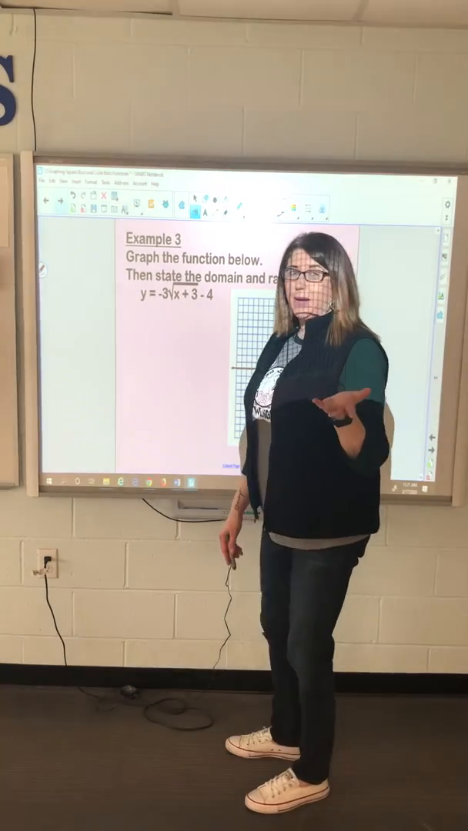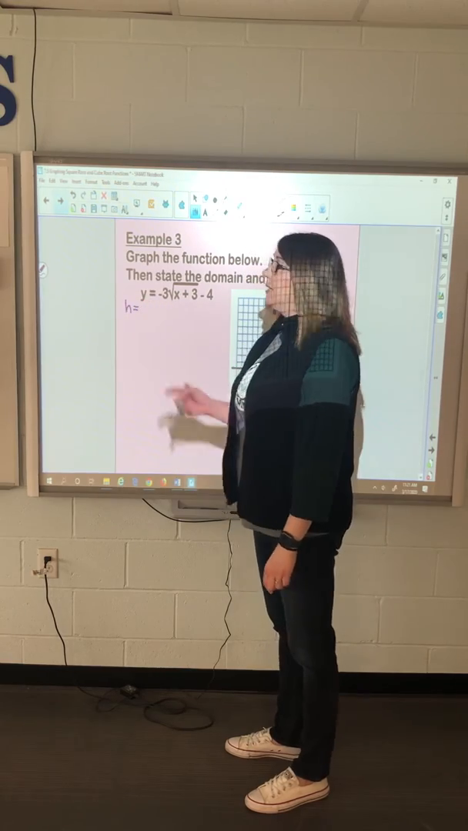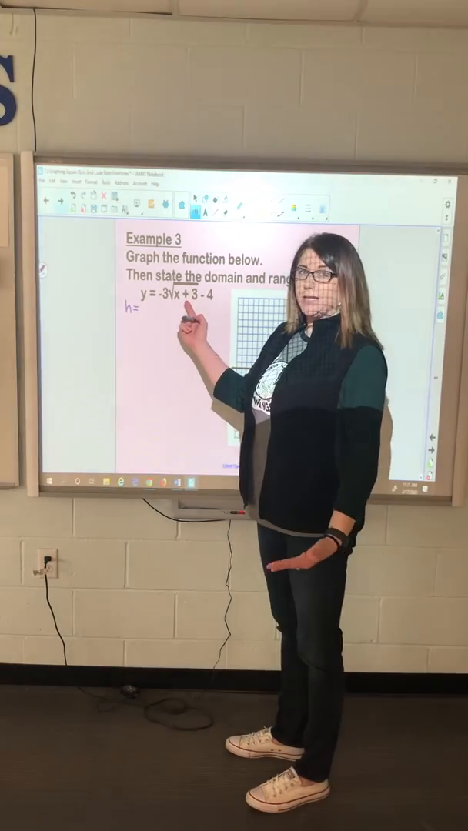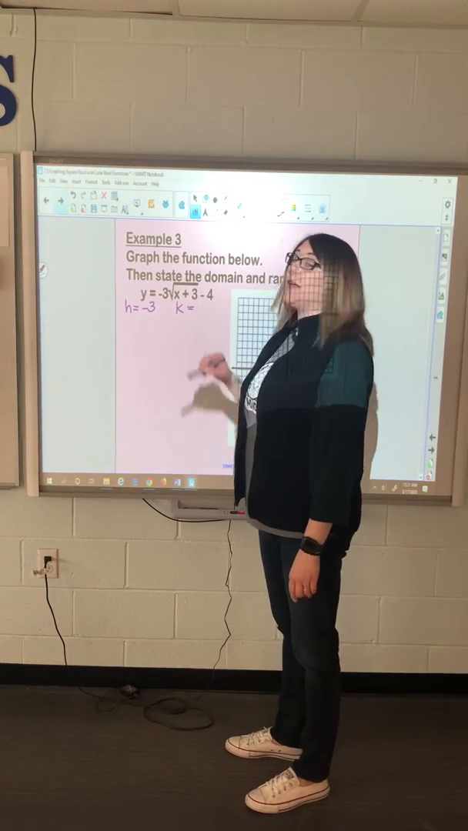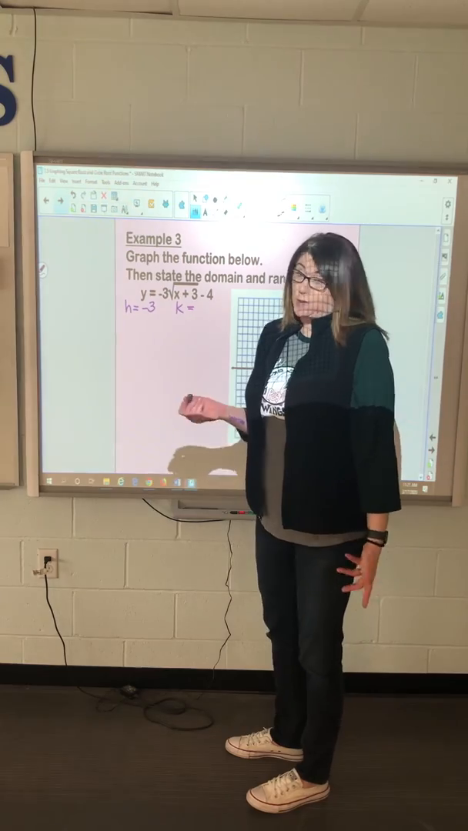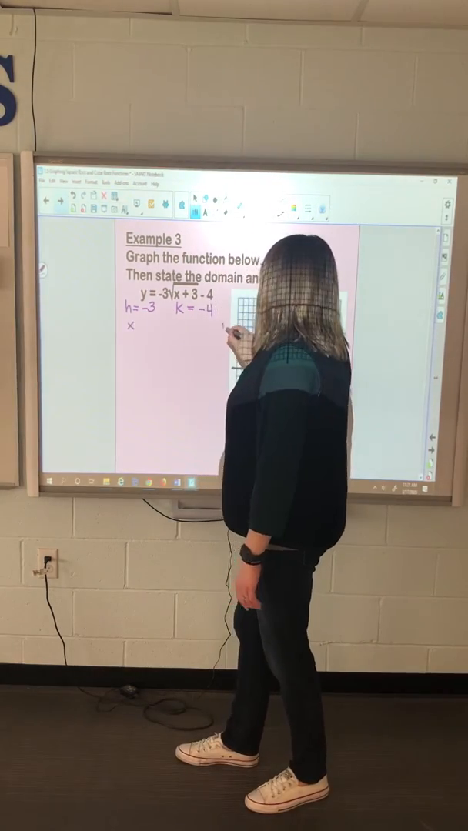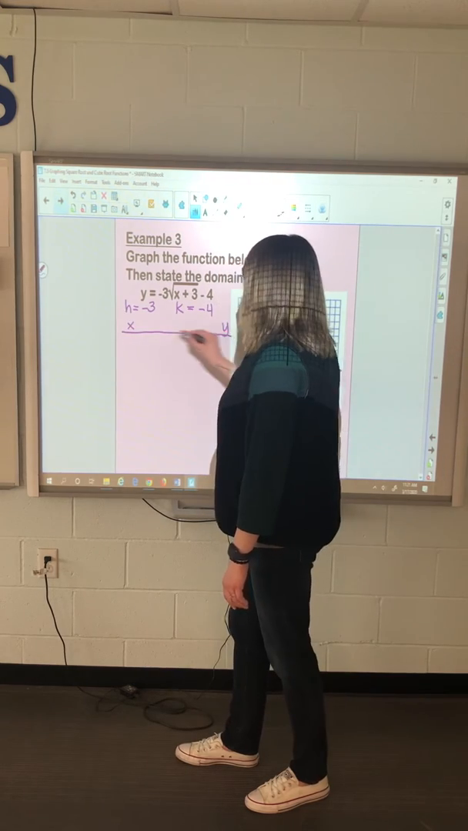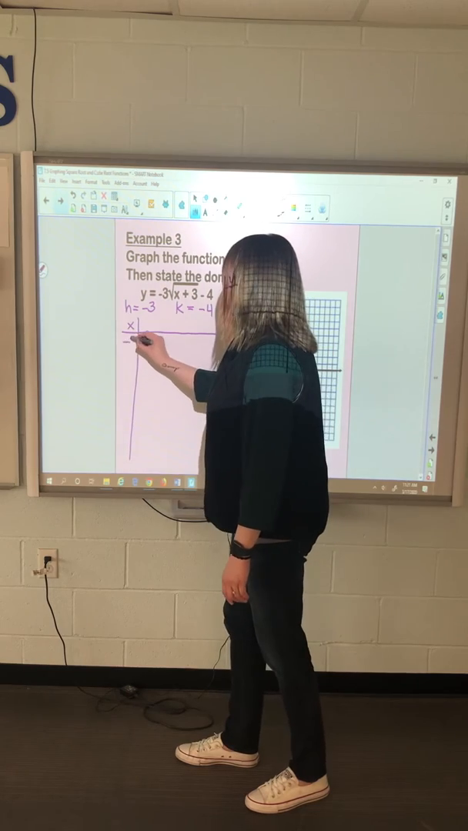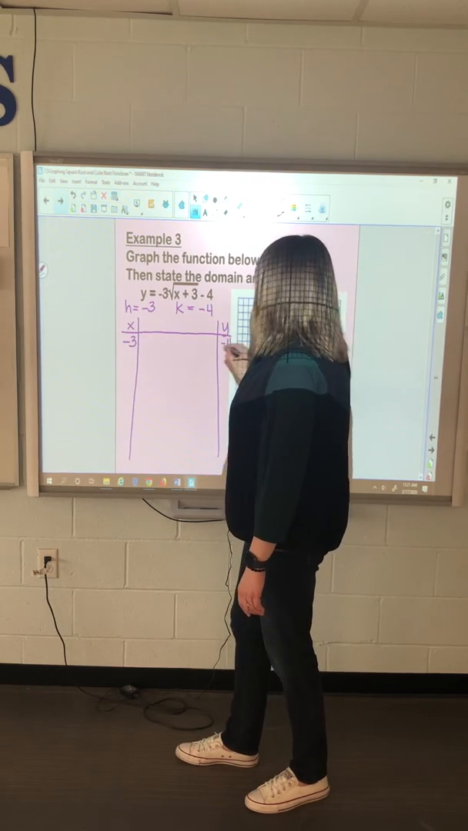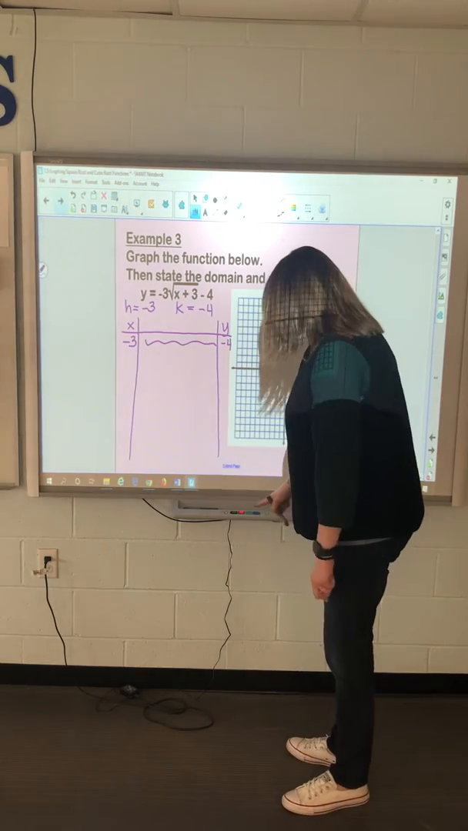All right, so let's take a look at this next one. We're going to start again by identifying the h and the k. The h is the opposite of what you see. I see a +3, that means my h is a -3. The k is exactly what you see. So I see a -4, so that means my k is a -4. So that's going to tell me my starting point for my table of values. So -3, -4. I don't need to show my work because I identified the h and the k.